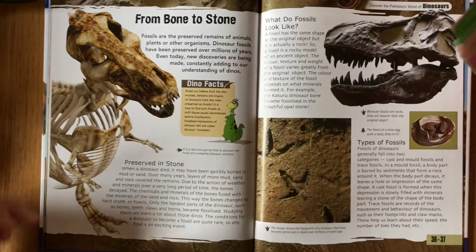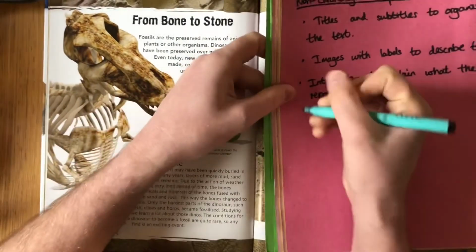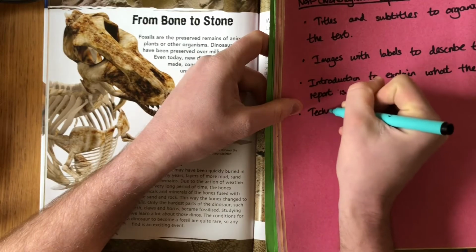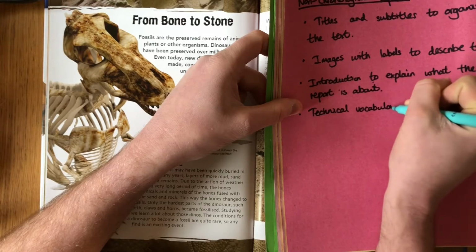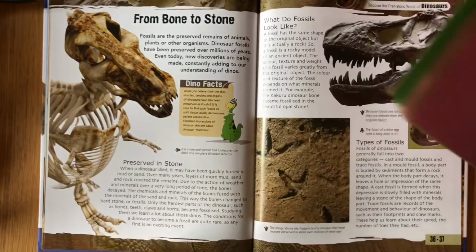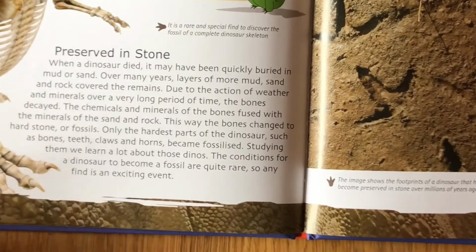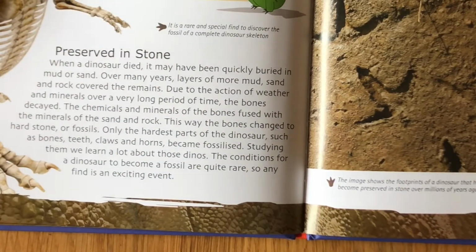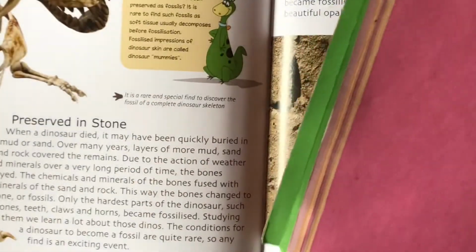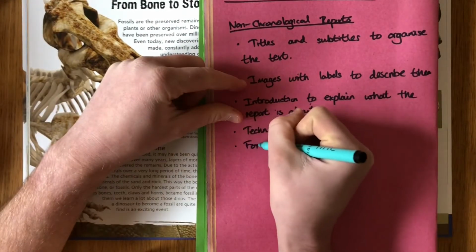What else has it got? It's got lots of technical vocabulary, so words that I wouldn't necessarily use unless I was writing about this topic. So technical vocabulary is in there. Would you say it's written formally or informally? Let's see if I can zoom in a little bit. When a dinosaur died, it may have been quickly buried in mud or sand. Over many years, layers of mud, sand and rock uncovered the remains. Due to the action of weather and minerals... I would say, and I hope you'd agree with me, that it is written in quite a formal style. So we've got formal vocabulary.